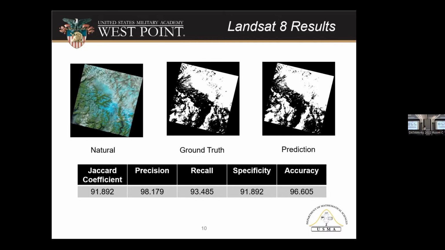The ground truth is in the middle, and then finally the prediction is on the right. And then below are the average metrics on this data set. We're saying, can we do this on a different data set?